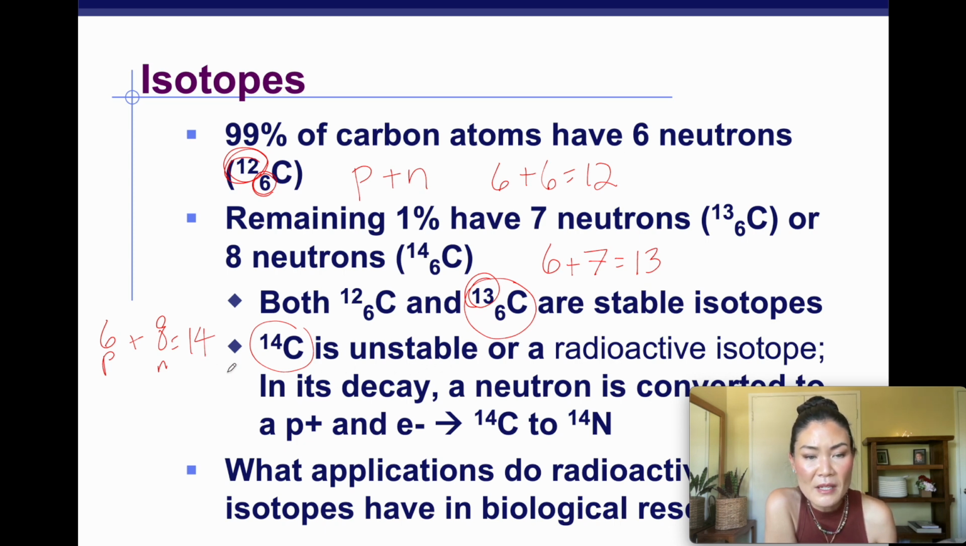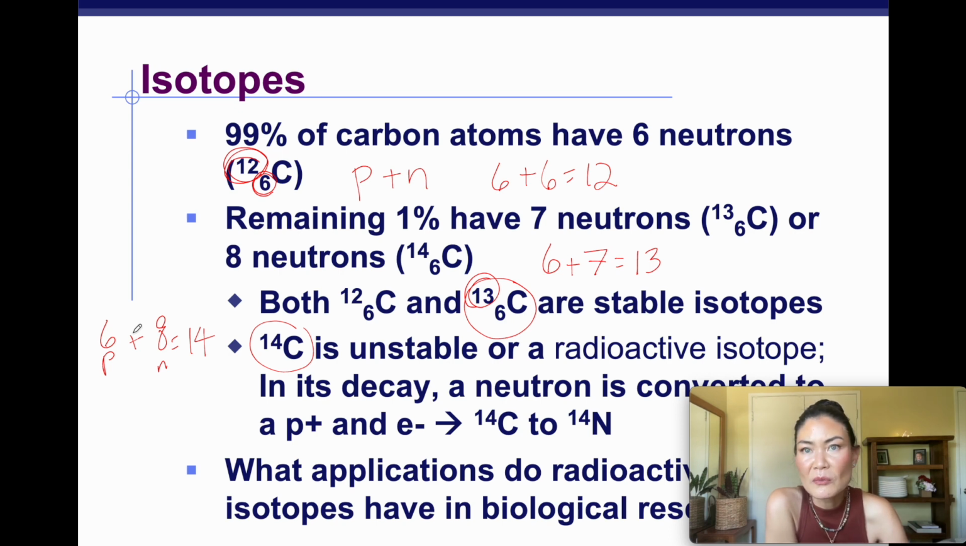So what happens is that carbon 14 doesn't stay as carbon 14 forever. It is going to decay and turn into nitrogen 14. The extra neutrons that are part of carbon 14 become protons, and they become nitrogen because nitrogen has 7 protons. So some of the neutrons become protons.